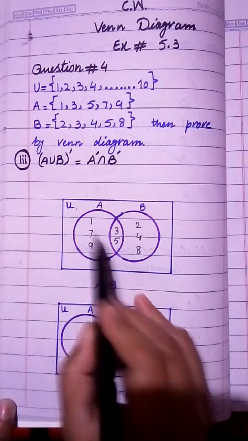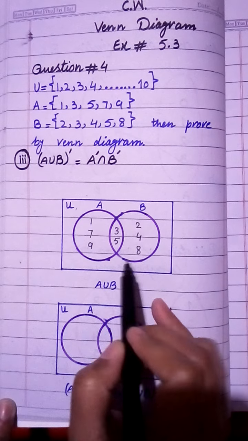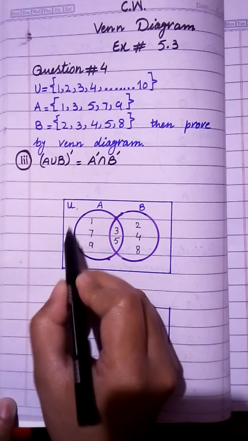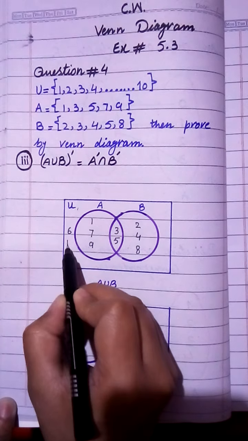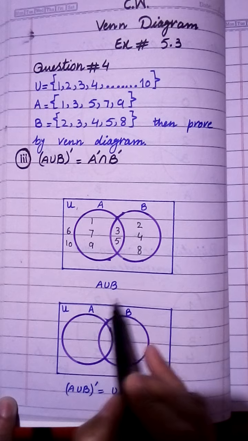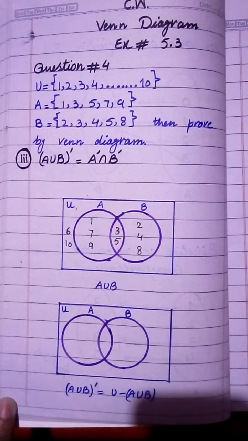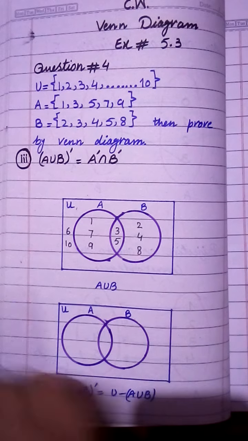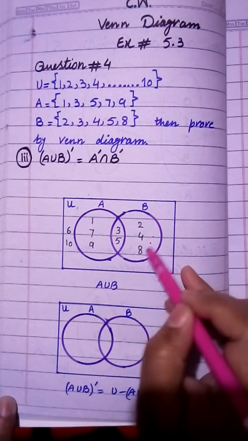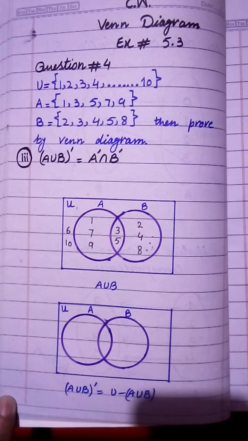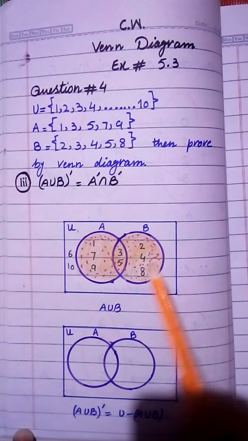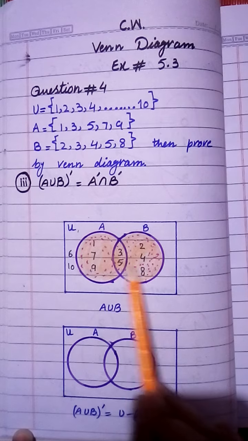Now 1, 3, 2, 4, 5, 7, 8, 9 are placed here. Now you can write here the remaining elements of U: 6 and 10. Now you have to find A union B. For A union B, you have to combine all the elements of A and B. So you have to represent it by shading the area. I will put a dot here. Now you will represent A union B by shading the A and B circles.